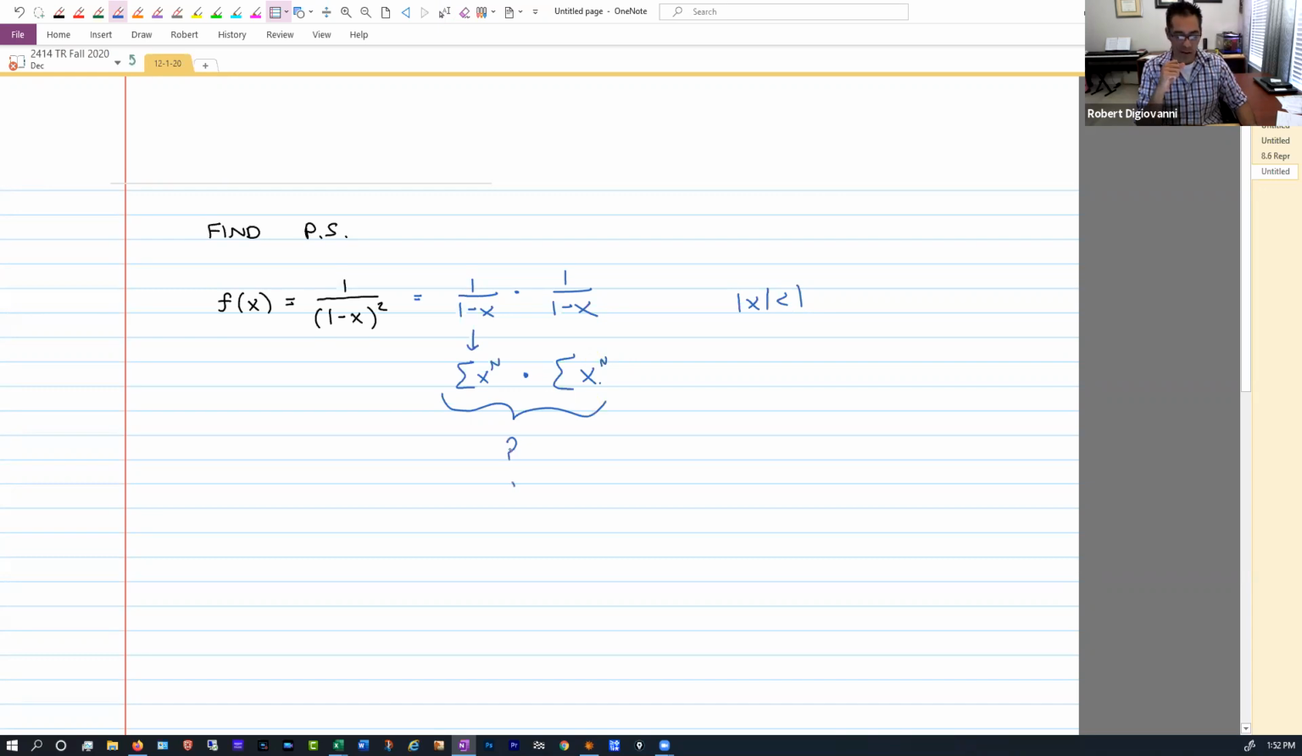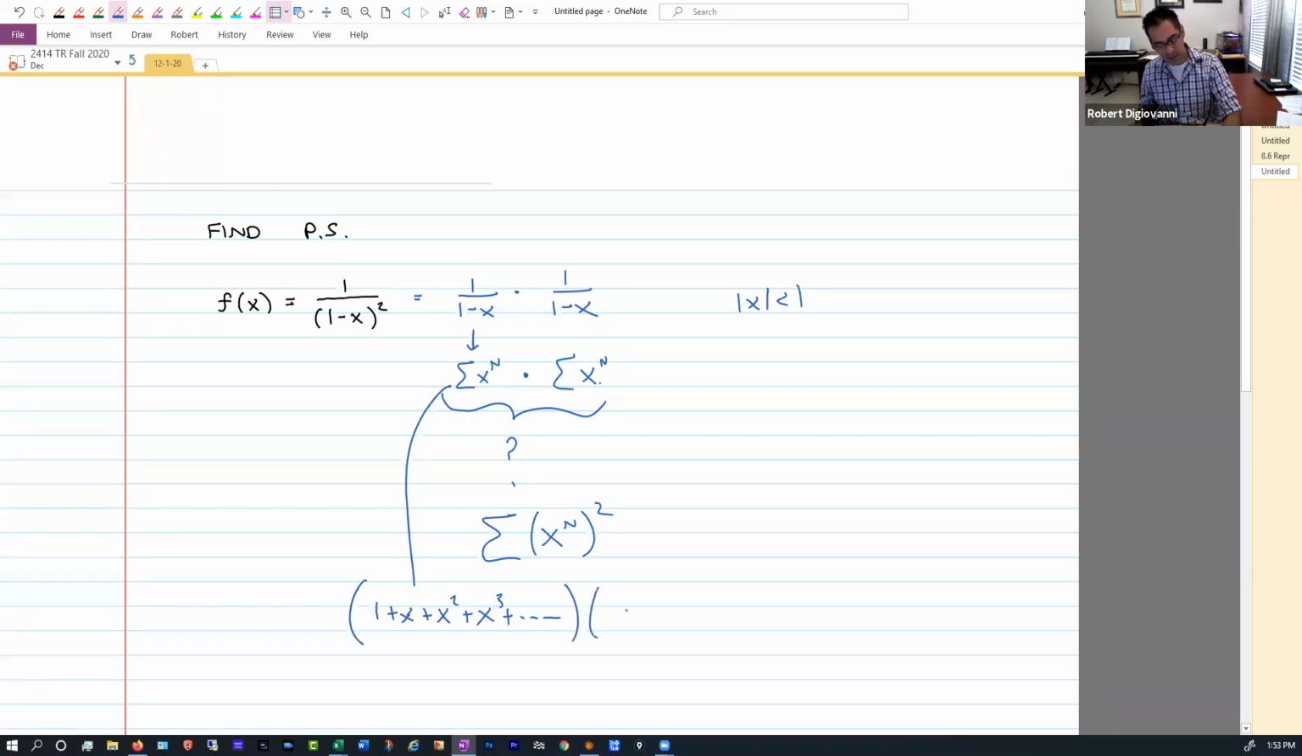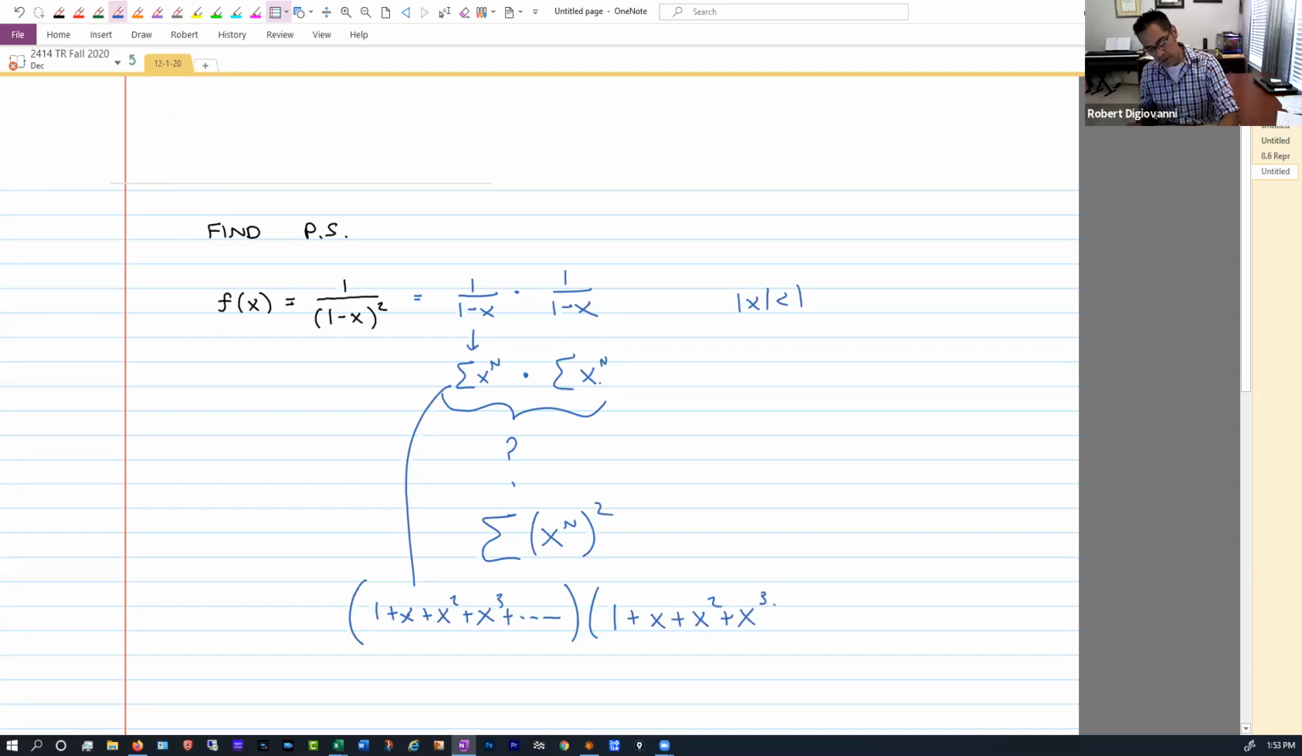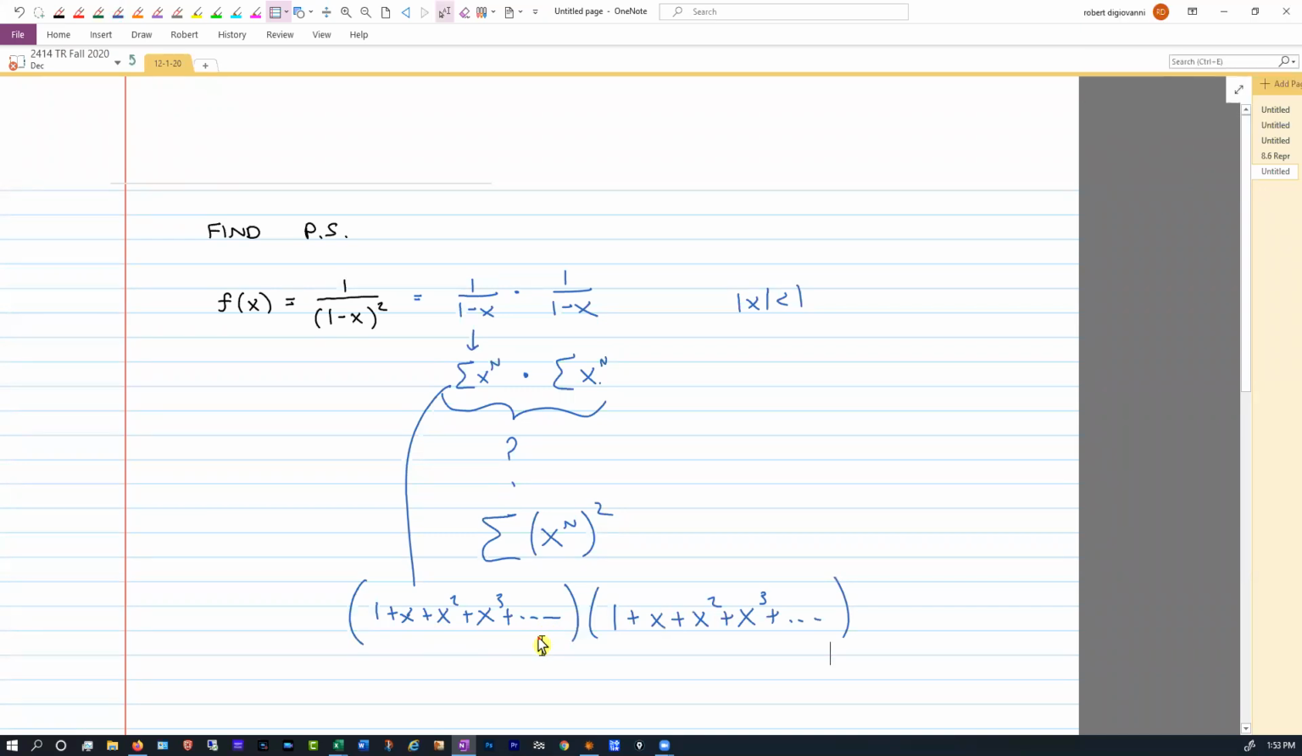It's not easy, okay? It's not just this squared, okay? And the reason why is because think about what this is. This is 1 plus x plus x squared plus x cubed plus forever, right? And we're multiplying that times itself. 1 plus x plus x squared plus x cubed plus forever. So how do you multiply this out? Well, you have to like FOIL it or expand it, right?